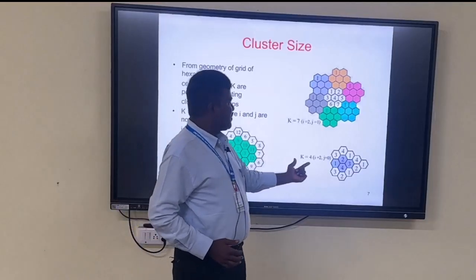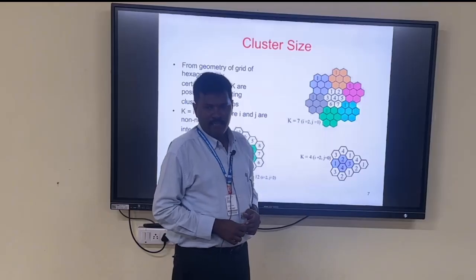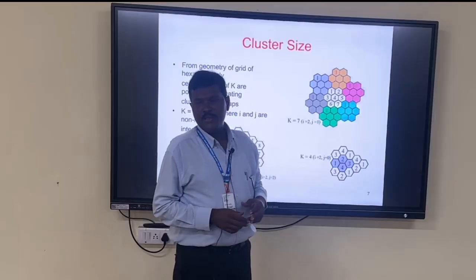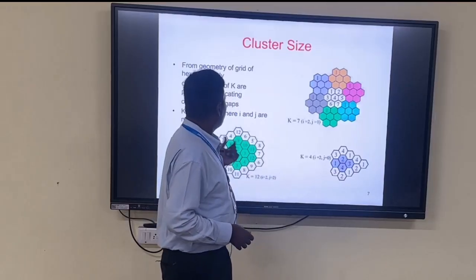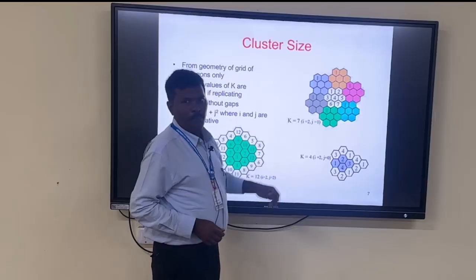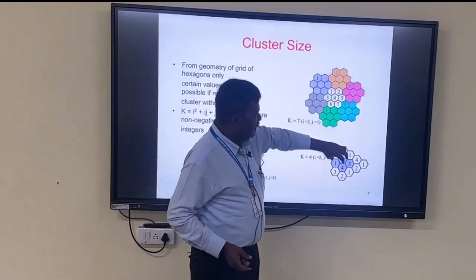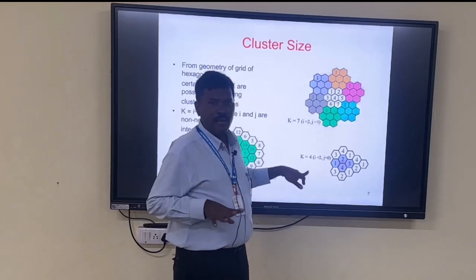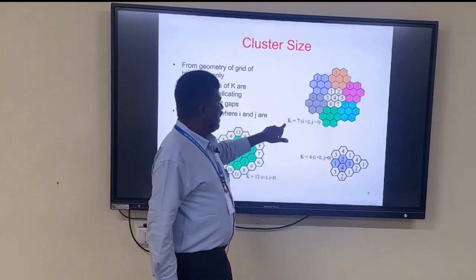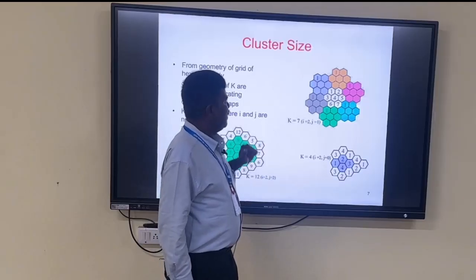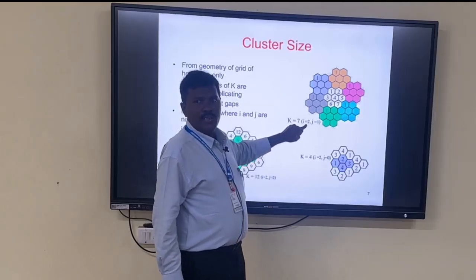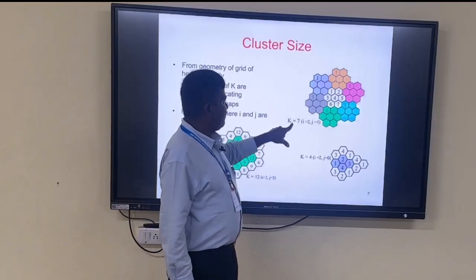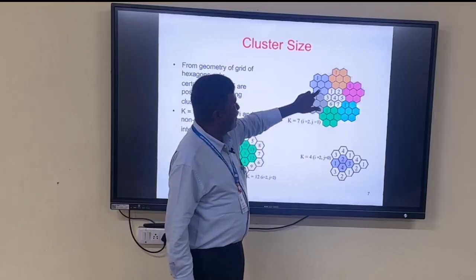If the cluster size is 4, then we have the non-negative integers I equal to 2 and J equal to 0. If we substitute these two values here, we get 4. Accordingly, we can have a cluster like this: 1, 2, 3, 4. This is one cluster with 4 cells in this particular cluster. Similarly, for K equal to 7, we have I equal to 2 and J equal to 1. While substituting here, we will get K is equal to 7. Here it is an example.